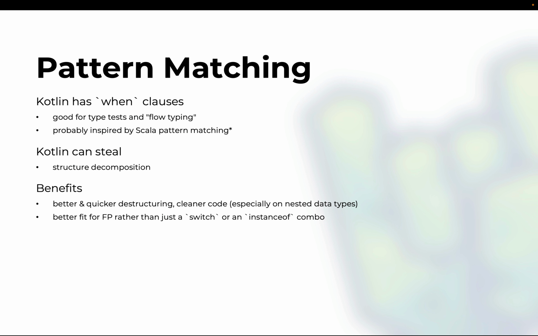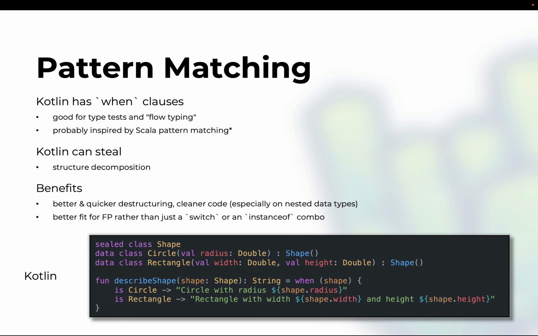And it's such a better fit for functional programming rather than just a switch on steroids or just a bunch of instance of tests in the same expression. So Kotlin currently looks something like this when you have a when clause and you have some type tests, but it can become more like this, where you could destructure the variables in question into their respective structures. And this could very easily be Kotlin.